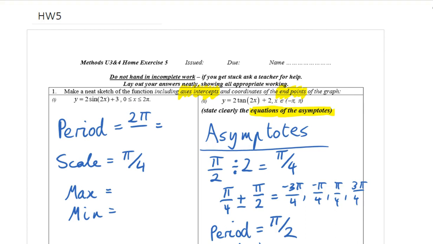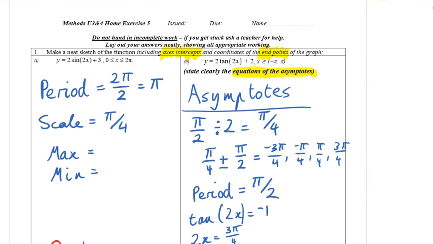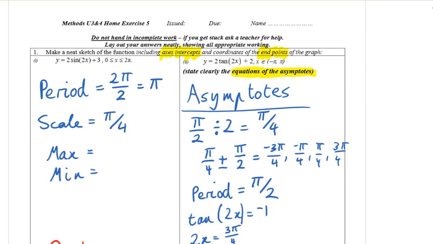So for this first question, y equals 2 sine 2x plus 3, our period is 2 pi divided by whatever is in front of the x, which in this case is 2, leaving us with a period of pi. Our scale is always whatever our period is divided by 4, so I just like to do that so I get a bit of a sense of the shape. And a lot of students that I've spoken to about this one started jumping straight in to try and find x-intercepts, but there won't be any.